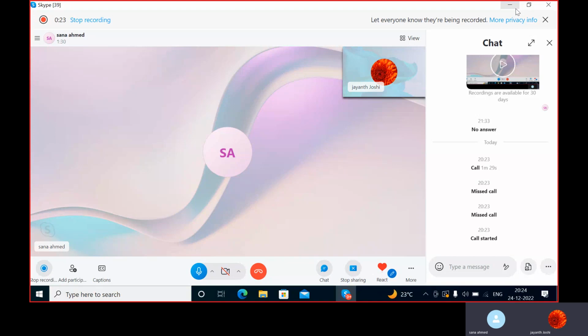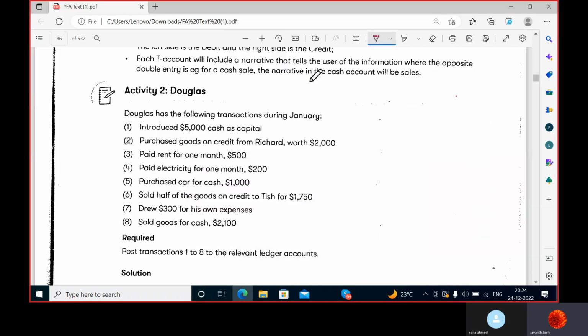Now Douglas has the following transactions during January. Introduced 5,000 cash as capital. What is increasing? Cash is increasing and capital is in the credit, correct? Yes, sir. So 5,000, 5,000.